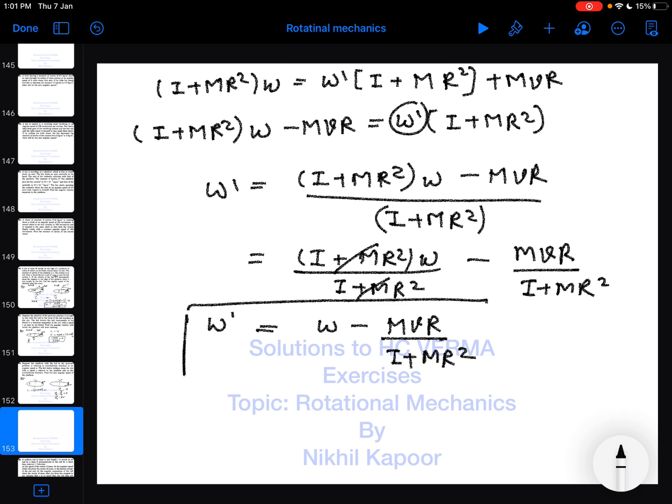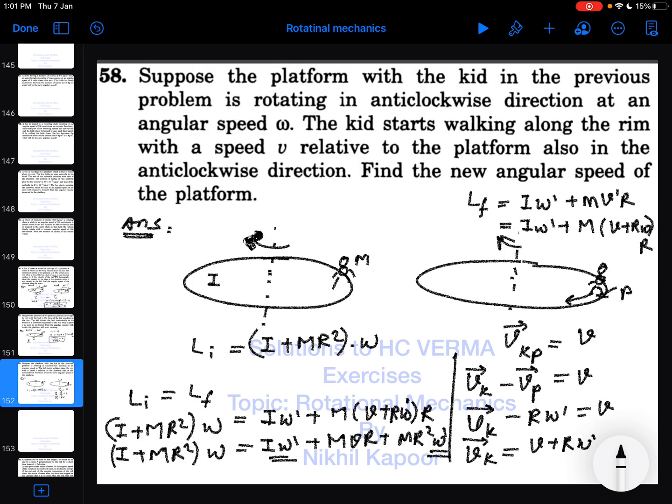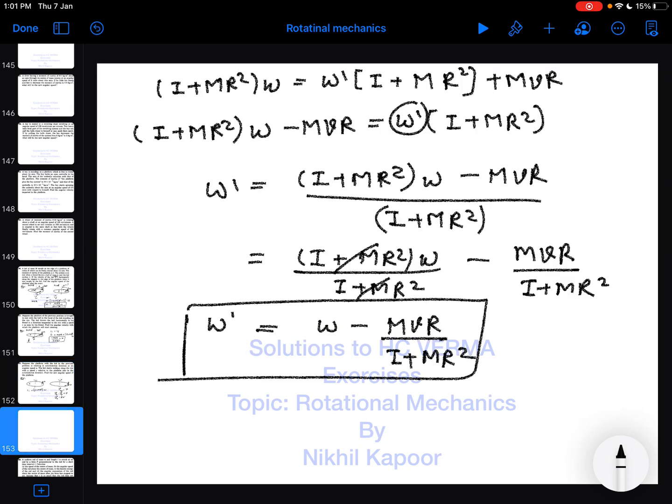Okay, so the critical step in this problem is this: when the child starts walking with respect to the platform, the velocity of the point on the platform must be taken as the final velocity of the platform, not the initial one. So keep that in mind. Okay, thank you.